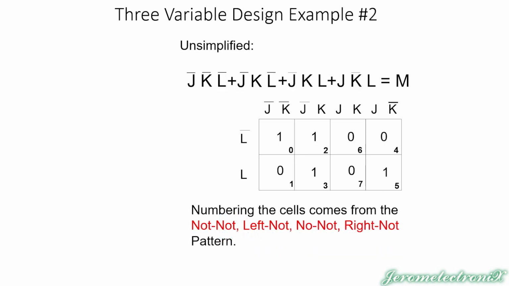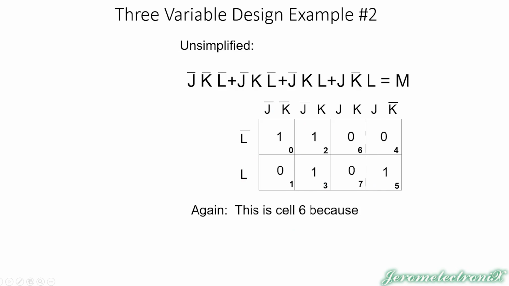Remember, numbering the cells comes from the not, left not, no not, right not, or what I call the double not, left not, no not, right not pattern. Might not be a bad idea to just memorize that. It's got some good cadence to it. Double not, left not, no not, right not. So basically this term is double knotted, this is left knotted, this is not knotted, and this is right knotted. And that's a pattern we're going to need to remember to be sure that we skip the columns and rows that we need to skip.